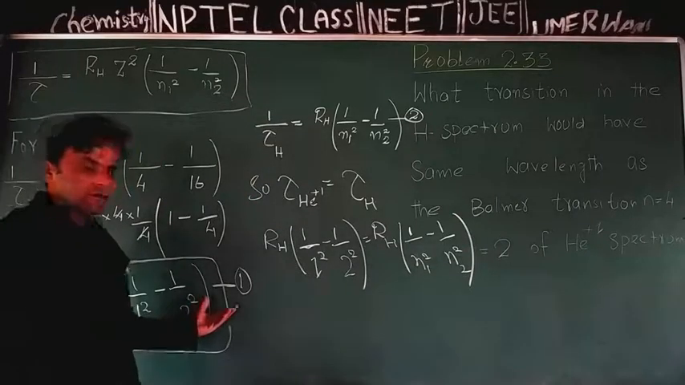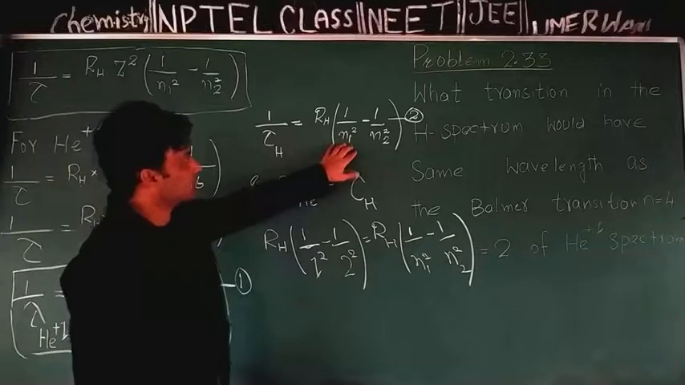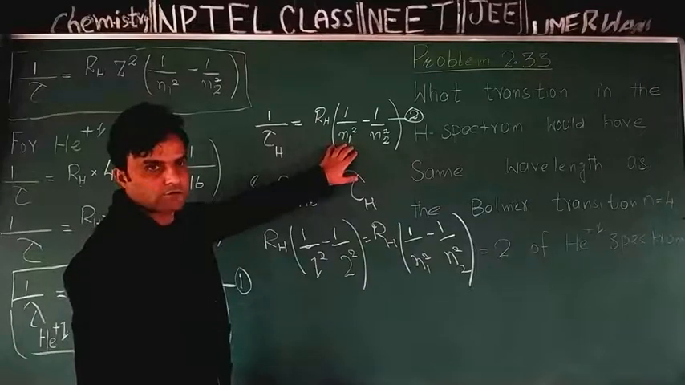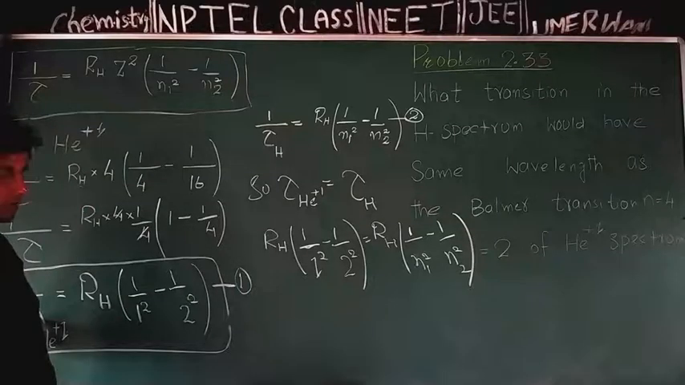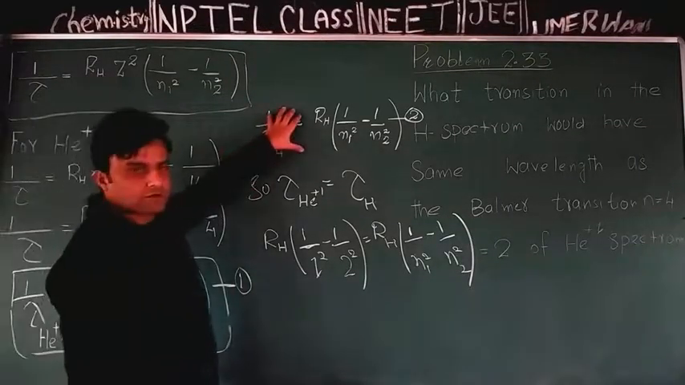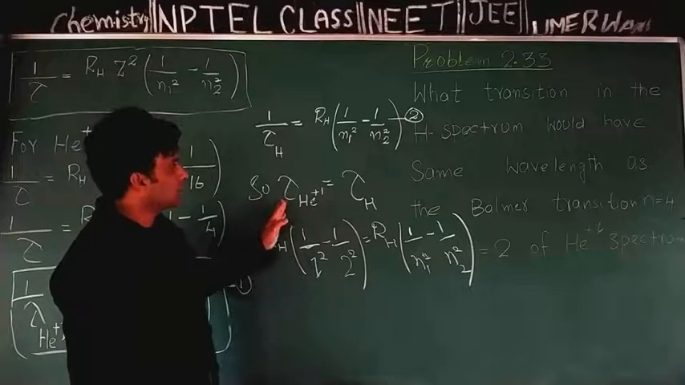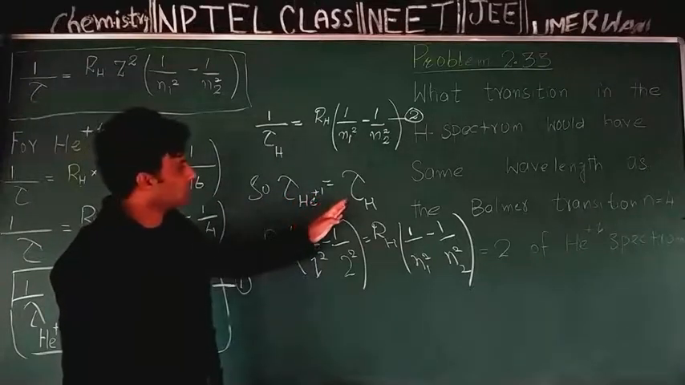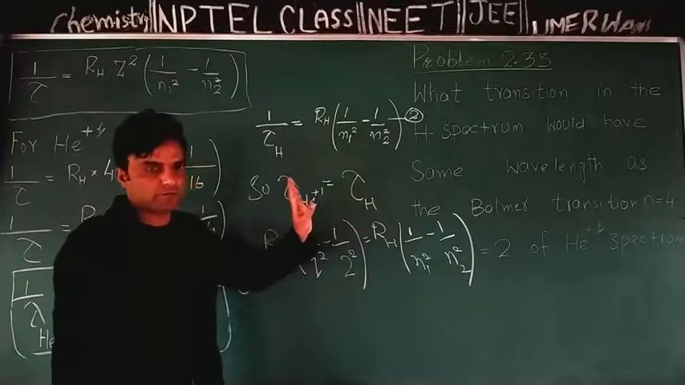Coming back here, this is equation first for helium ion, this is equation second for hydrogen atom. Equation first gives wavelength of quantum of radiation emitted for transition in helium ion. Equation second gives wavelength of quantum of radiation emitted for transition in hydrogen atom. Now in the question it is said that wavelengths of quantum of radiation for transition in case of helium ion and hydrogen atom is same.